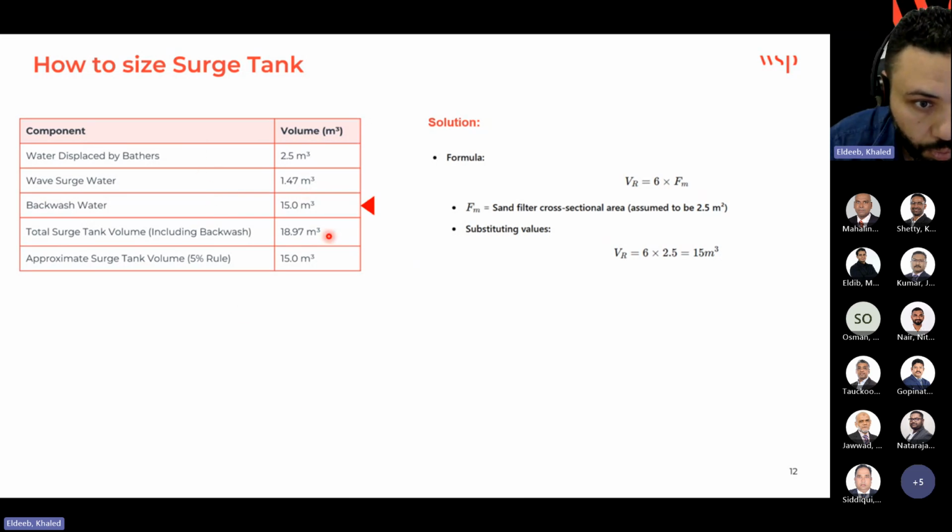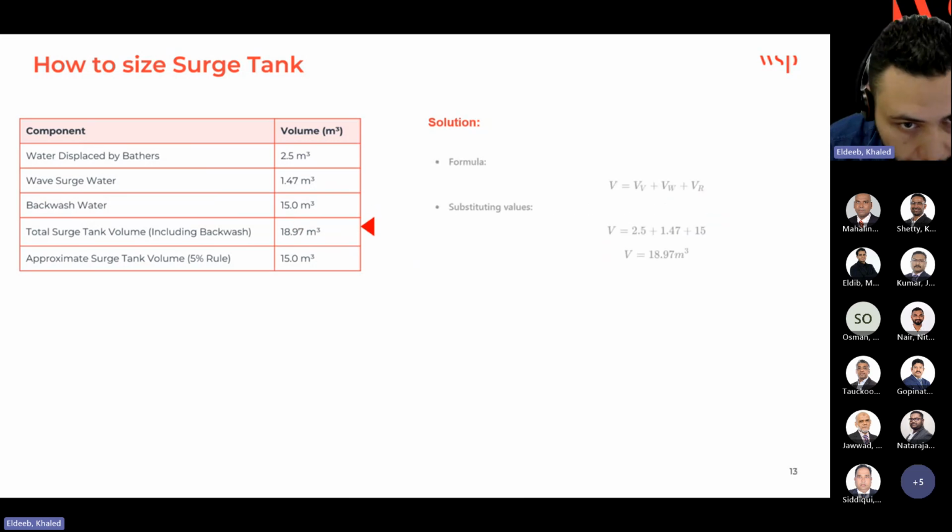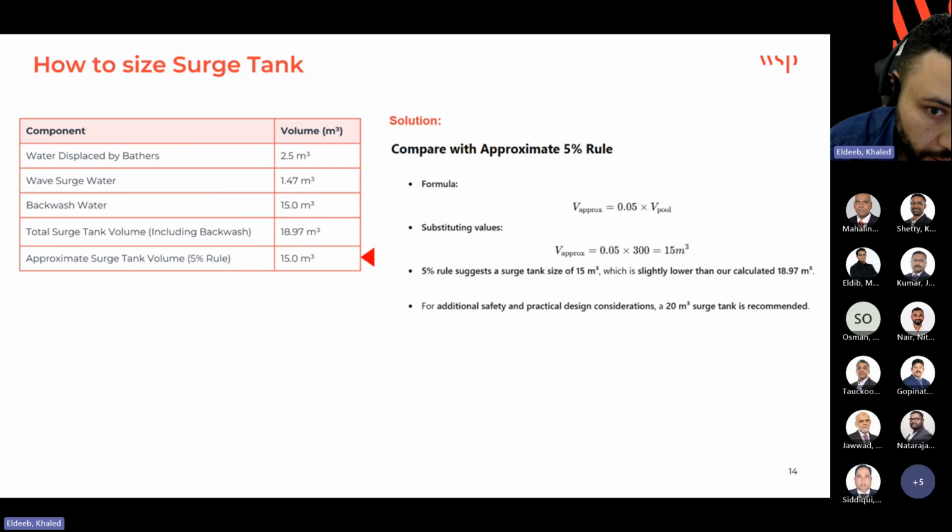If we sum all of them, we'll get this one like that, 18.97. So now the next way of calculating is 5% of the total volume. When we calculate this one, we found 15 cubic meter, which is less than the 18.9. So to be on the safe side, we are going to use this one, and better to round it up to become 20 cubic meter. So for our pool in this example, we need a surge tank with 20 cubic meter.